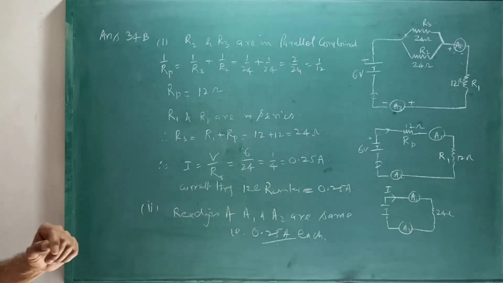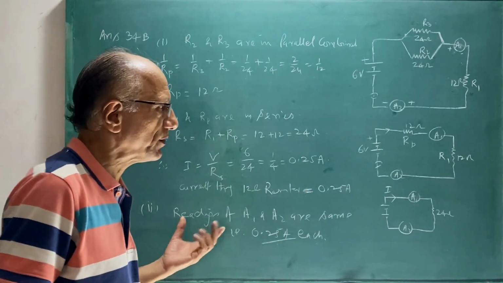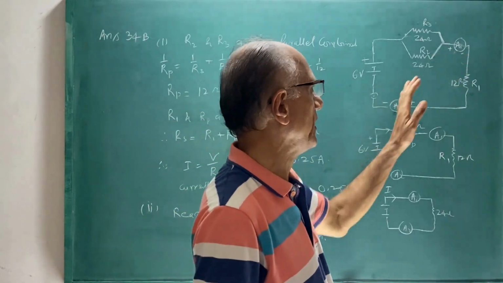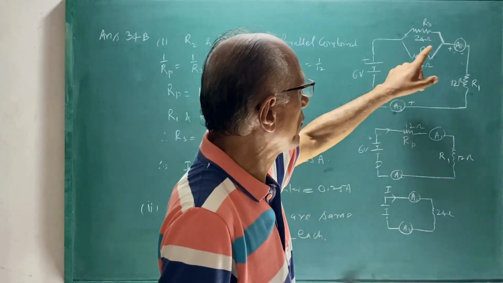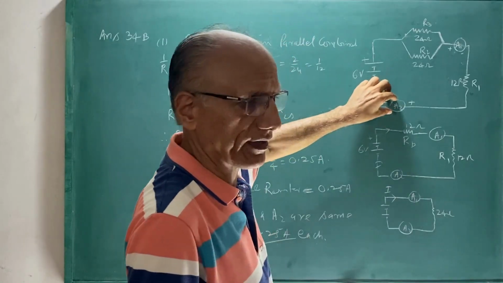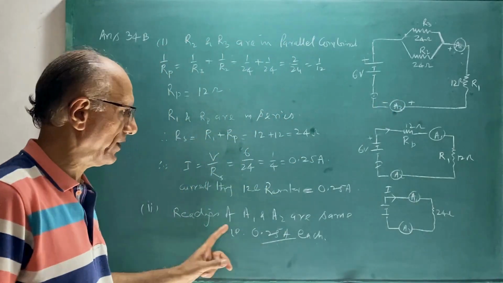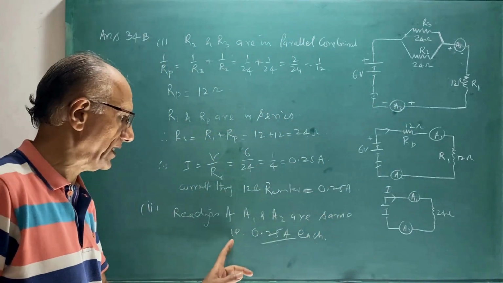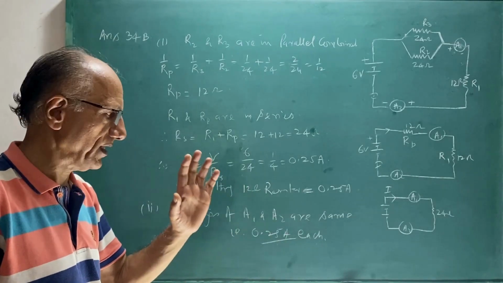And the second part is, what is the difference between the readings of A1 and A2? The reading of A1 will be 0.25 here as well as 0.25 here. So the readings of A1 and A2 will remain the same, that is 0.25 ampere each.